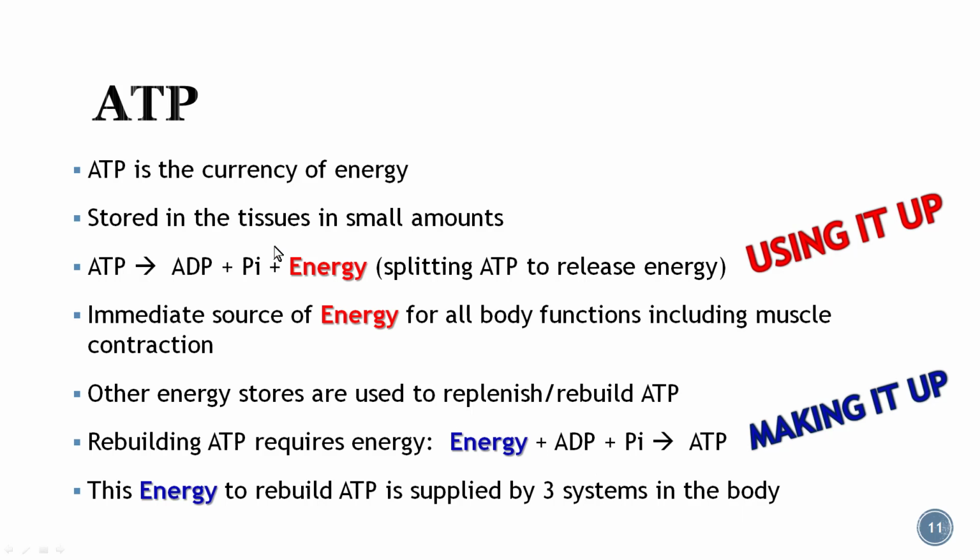Okay, let's repeat this again. ATP is the currency of energy. It is stored in the tissues in small amounts, very small amounts, as you could see. When you split the ATP, you can break up the high energy bond to release the energy, and this energy will provide you with enough energy for all body functions, including muscle contraction. Okay, but when we run out of ATP, we need to replenish it constantly, and to replenish it, we need to put energy into the system to create another molecule of ATP. And that energy will be coming from all those three systems in the body where we produce new ATP.